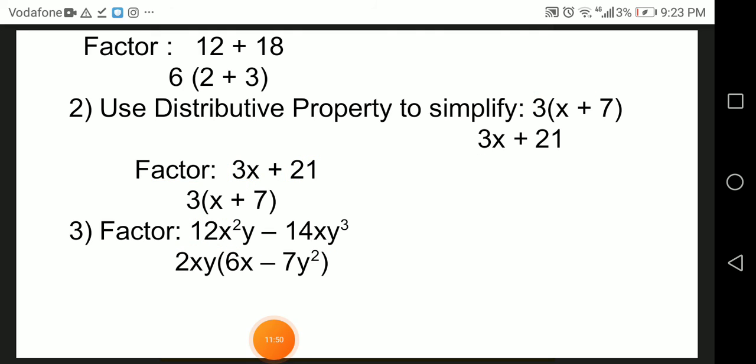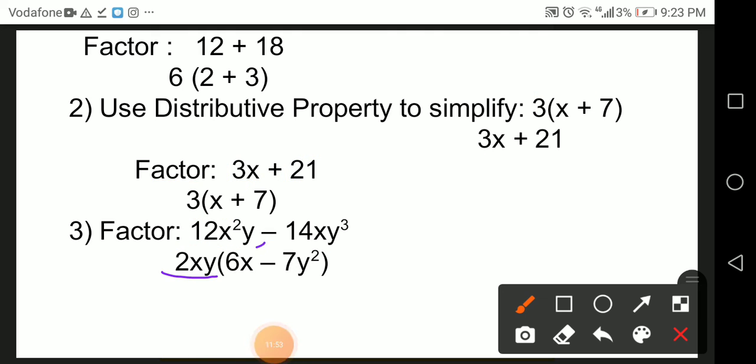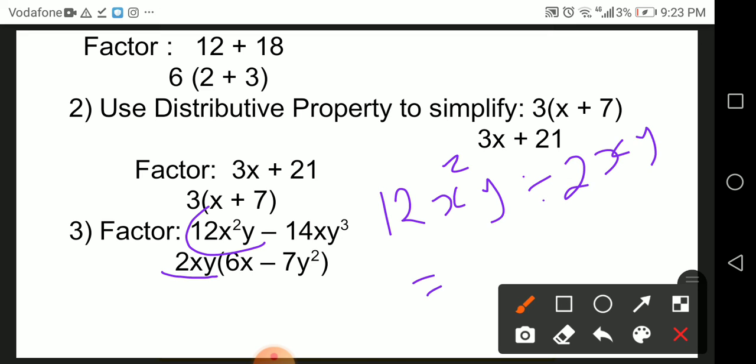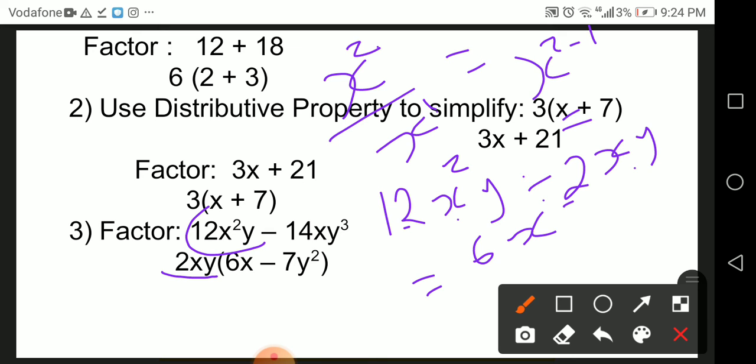And after that, what should I do? I will divide by 2xy. The steps are very important. 12x to the power 2 y divided by 2xy. Is it easy? I think it is. 12 divided by 2 is 6. x to the power 2 divided by x equals just x, because 2 minus 1 equals 1. So x to the power 2 divided by x gives me just x.